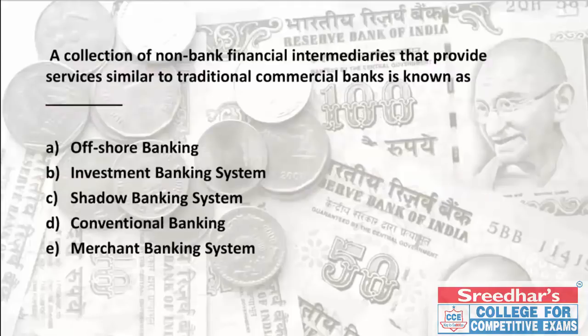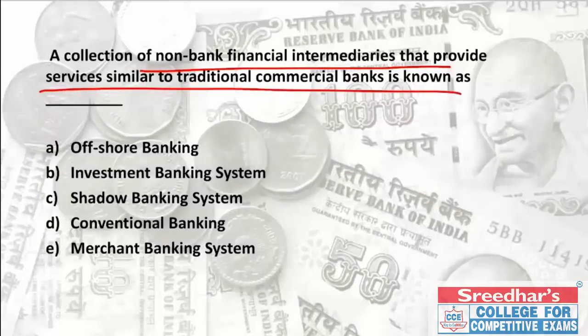A collection of non-banking financial intermediaries that provide services similar to traditional commercial banks is known as shadow banking system. So a collection of non-banking financial intermediaries that provide services which are very much similar to commercial banks is known as shadow banking system. Shadow banking system, it is a term for the collection of non-banking financial intermediaries that provide services similar to traditional commercial banks but outside normal banking regulations.